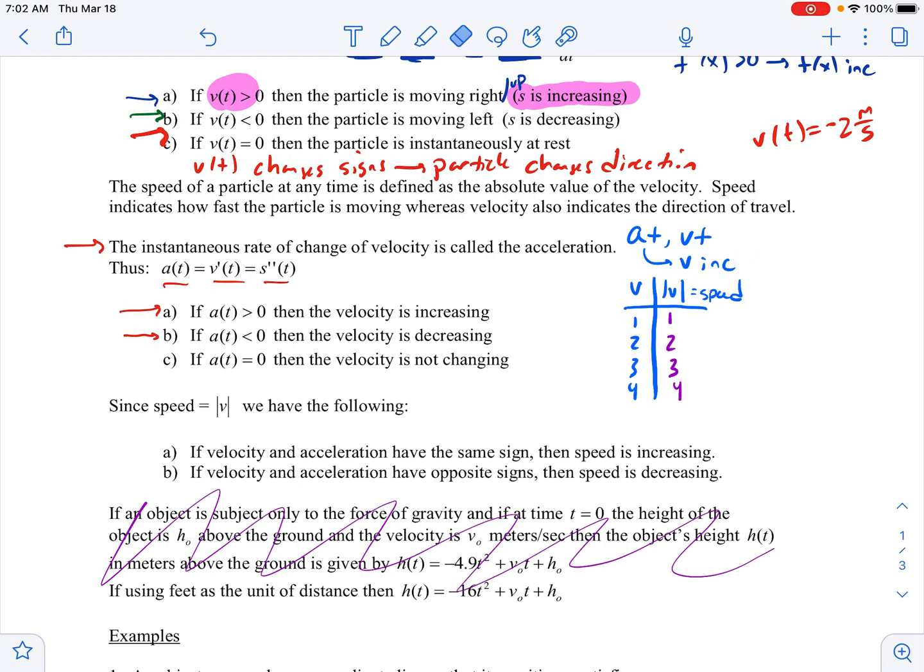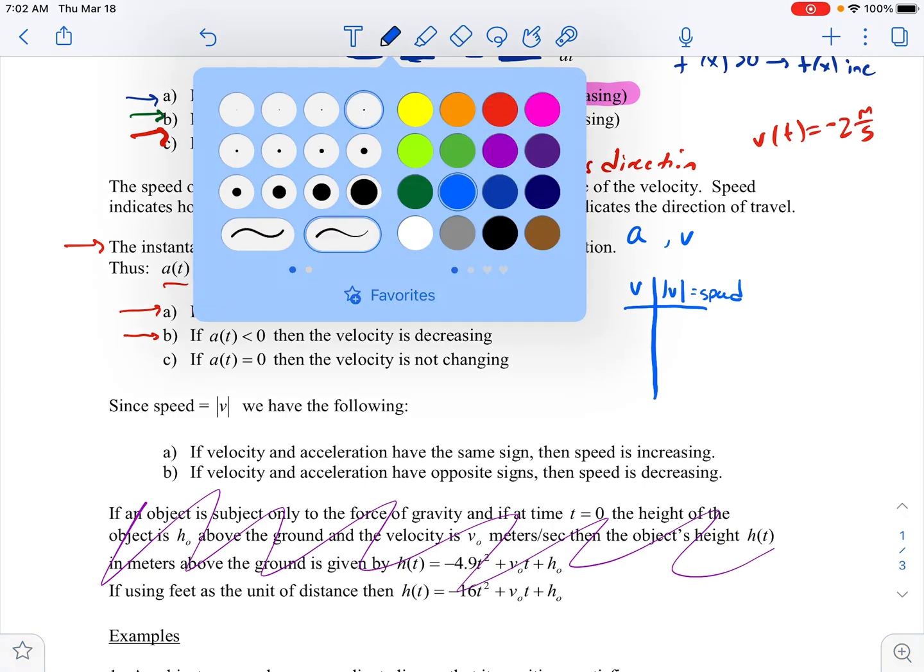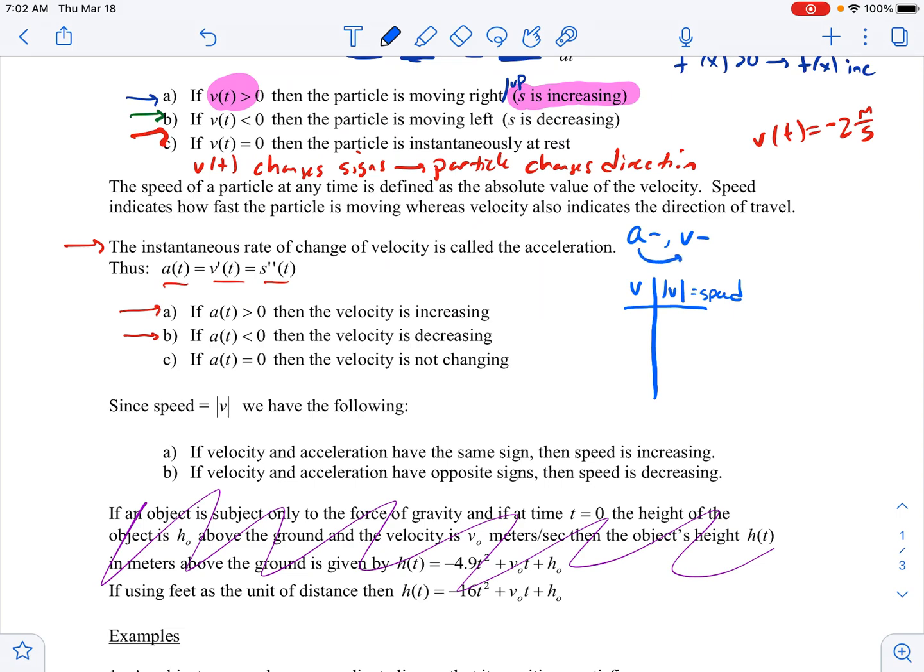Let's look at what happens when they're both negative. Same sign, they're both negative. If acceleration is negative, that means velocity is decreasing. So I have negative velocity values that are getting smaller: -1, -2, -3, -4. Notice velocity is decreasing and they're negative, but what happens when I take the absolute value of those numbers? They get bigger and bigger. They are increasing. So we just saw that when velocity and acceleration have the same sign, speed actually increases.